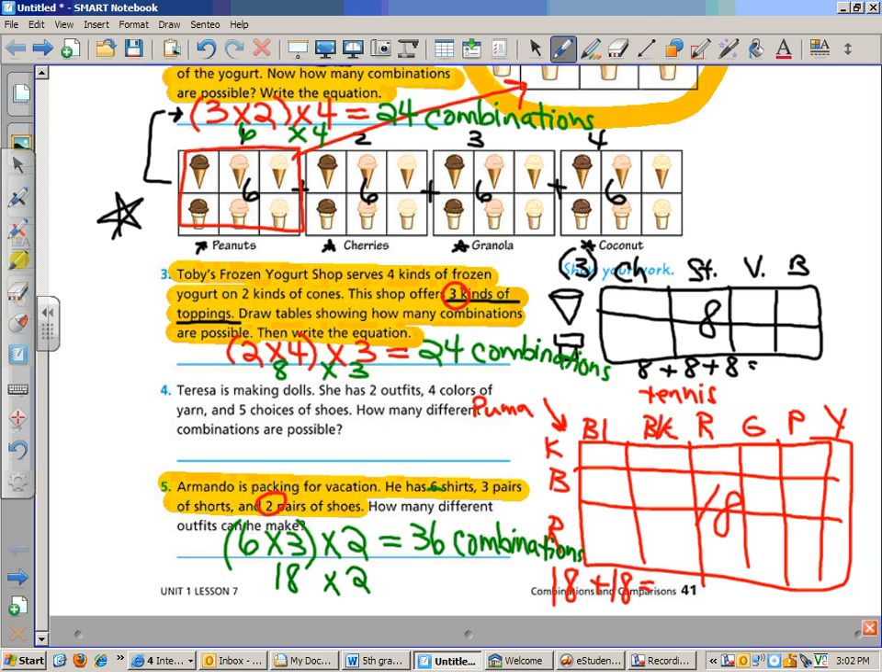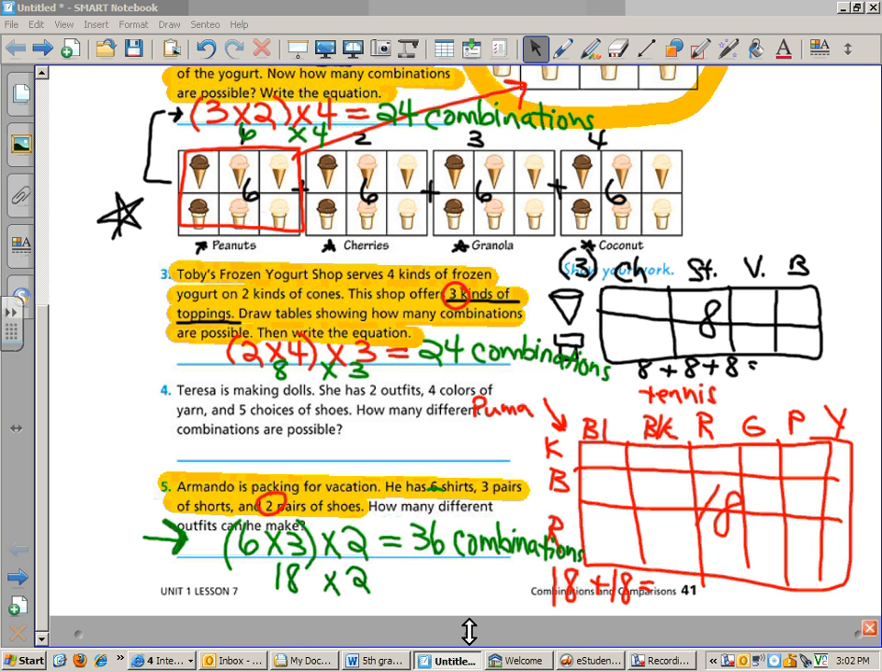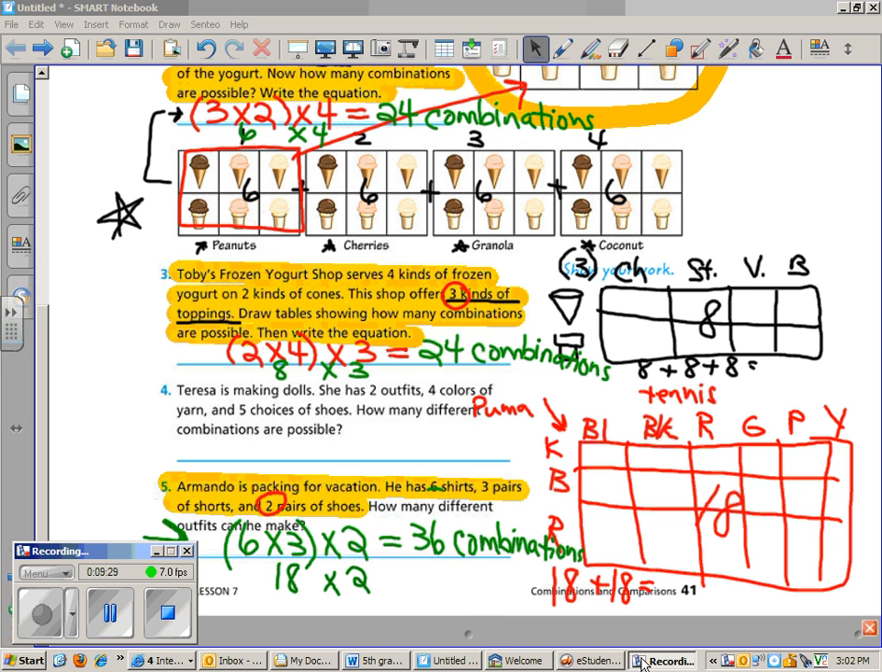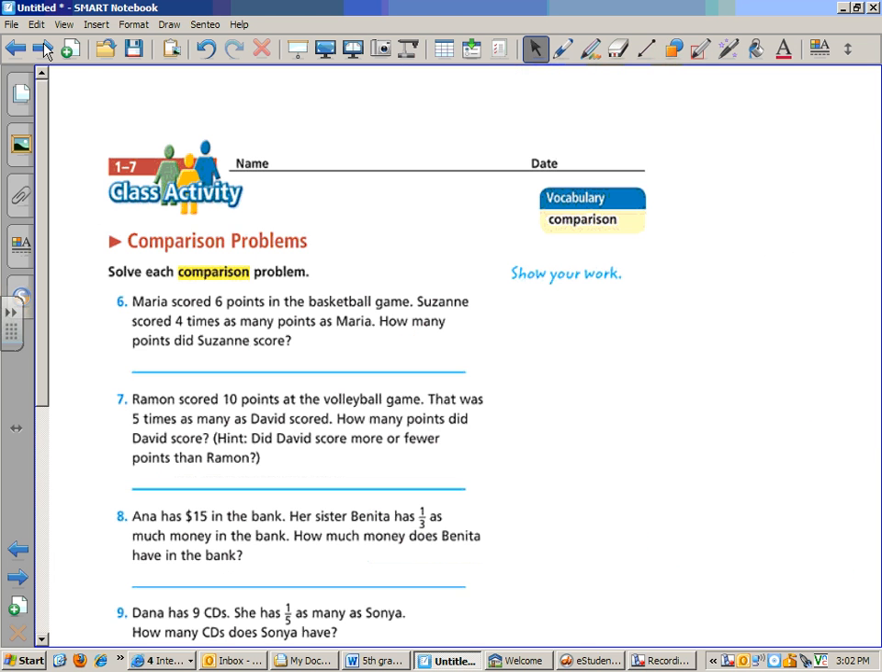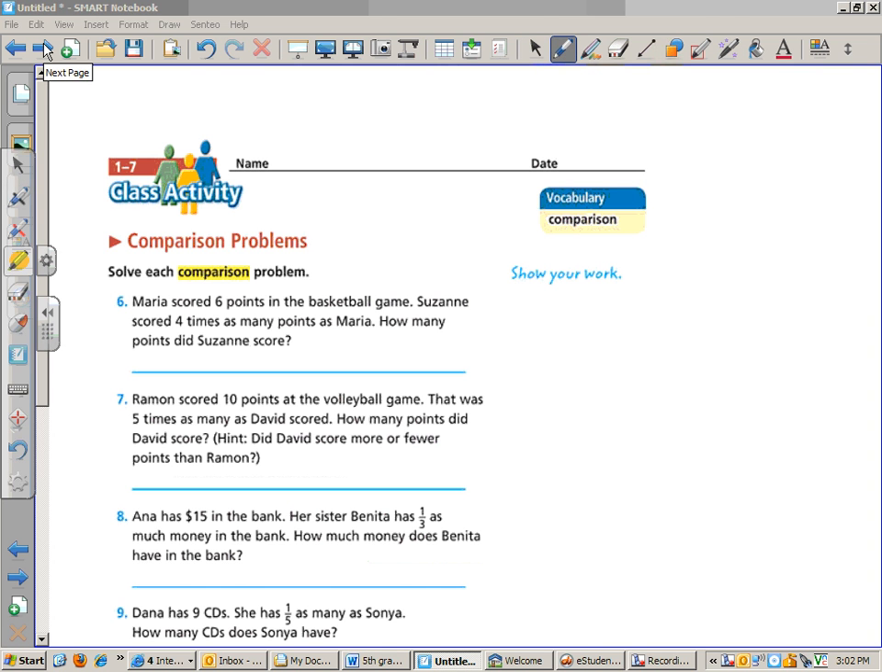Please don't expect or think that anything's wrong with you if you can't get to this right away, if this is still confusing. Draw out those pictures and get that understanding of what's happening before you worry about getting to the equation. All right, let me check just how much time we have. Awesome. All right. The next thing that we're going to do is we're going to review comparison problems.